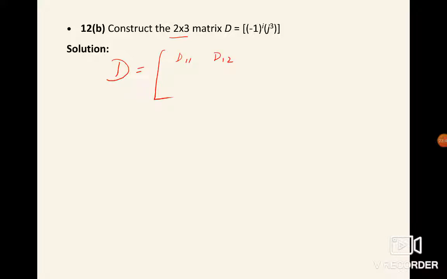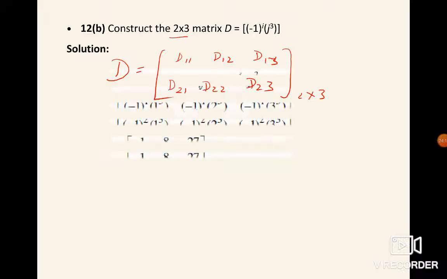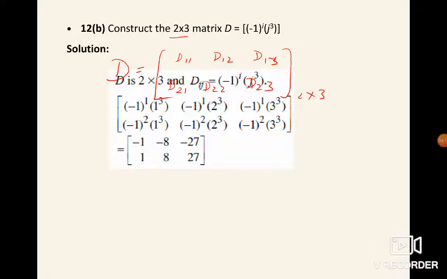D11, D12, D13. 2 rows and 3 columns, isn't it? The size is 2 by 3. So the second row: D21, D22, D23. Now find all the 6 elements and you are done. All the 6 elements. The formula is negative 1 to the power I, and J cube, isn't it?